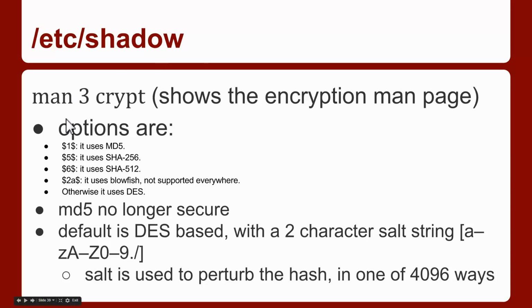So to see the options for storing the password in whichever hash format you like for your system, man 3 crypt is the command you would type to show the encryption manual, and it would list the options. Typically, the options range from MD5 to SHA to DES, perhaps Blowfish in certain systems. It's important to note MD5 is no longer secure. DES is also considered no longer secure, but it's the default. As far as I know, this slide is a little old.